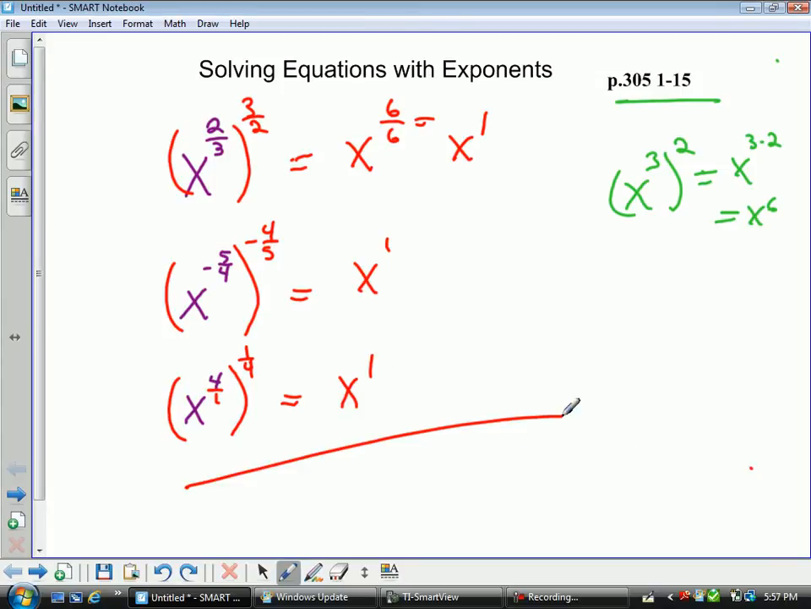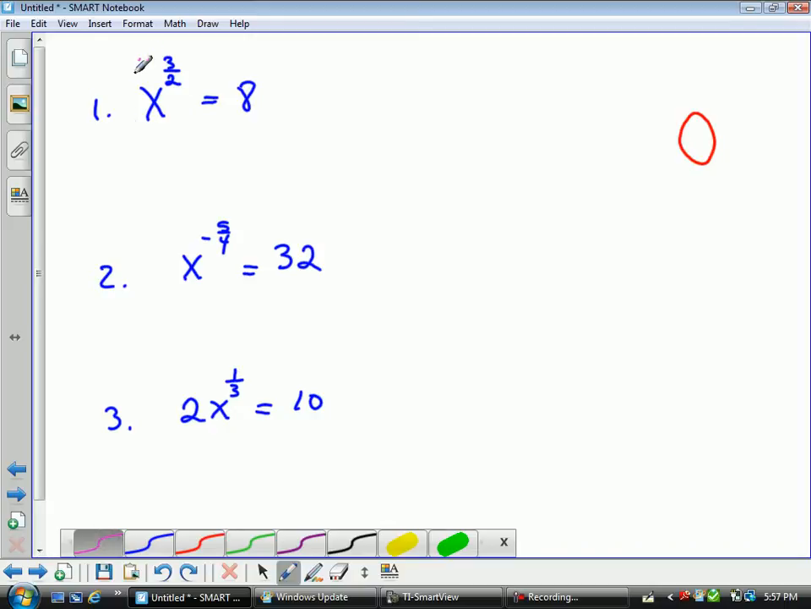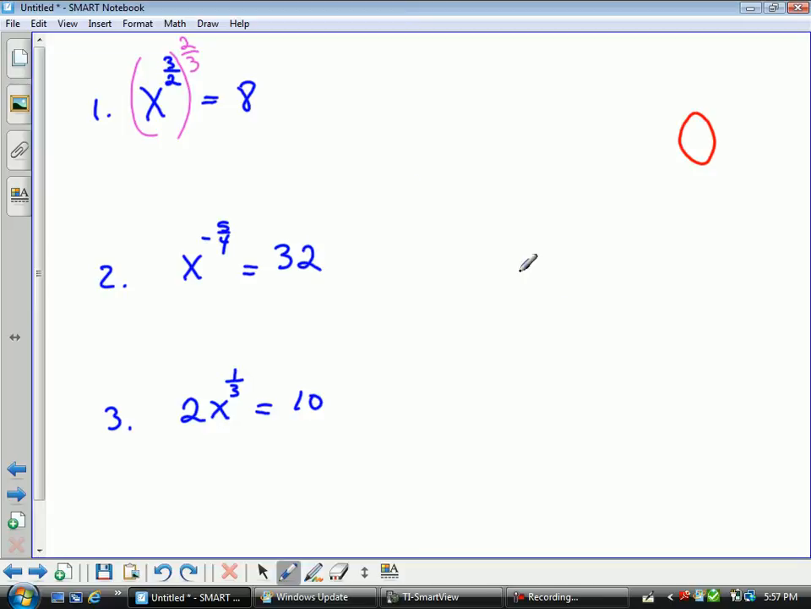So what's the point of all this? Well, it helps us with solving equations like these right here. Whenever we're given an equation, our main objective is to get x all by itself. So when you look at this problem right here, we have stuff we have to get rid of. That has to go away because we're trying to get x all by itself. So one of the things we could do to get x by itself in question number 1 is raise this side right here to the power of, well, the reciprocal would be 2 over 3.